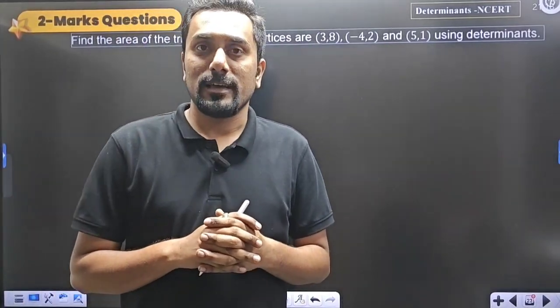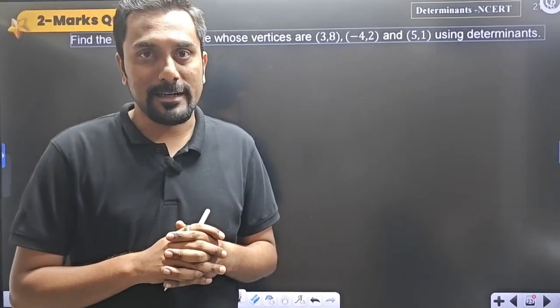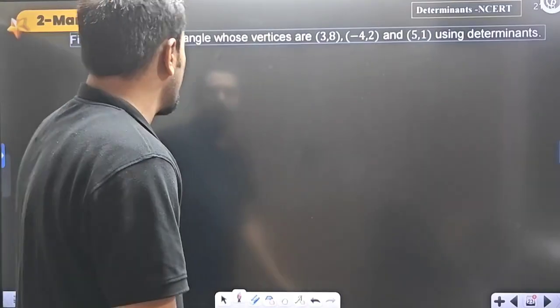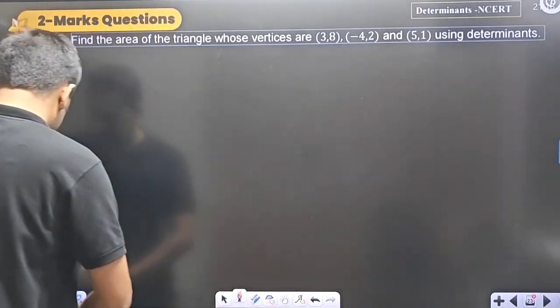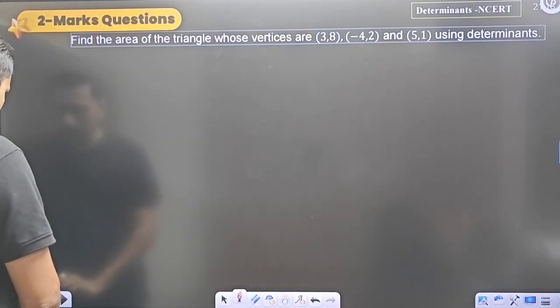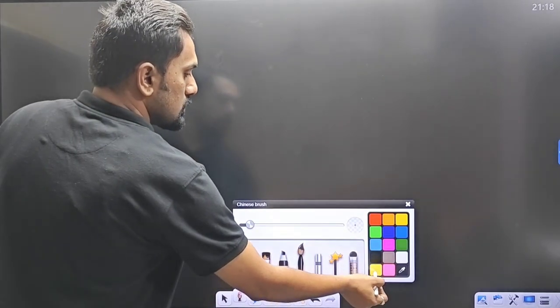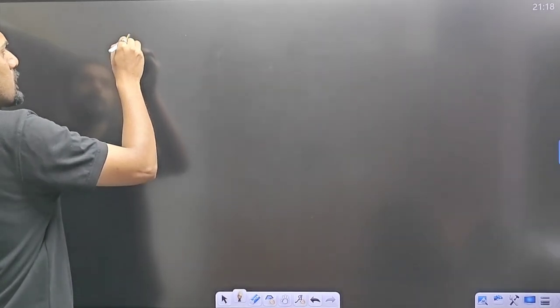So today I will be discussing the gunshot questions on determinants. So let us begin with 2 mark questions. Okay. So the 2 mark questions are usually generated on area of triangle. So how will you find the area of a triangle by using the determinant?